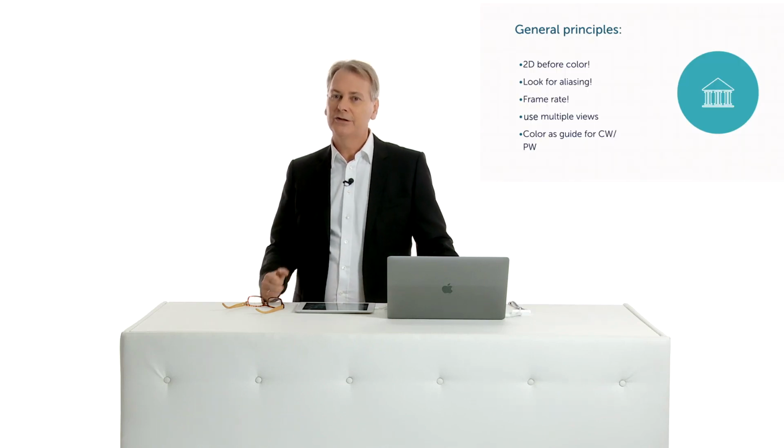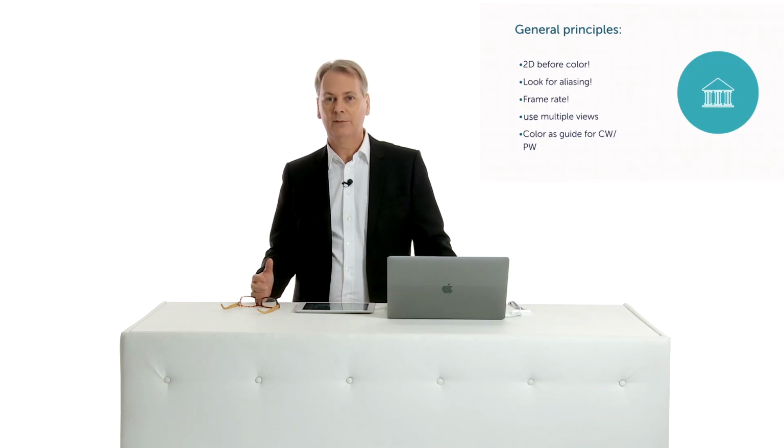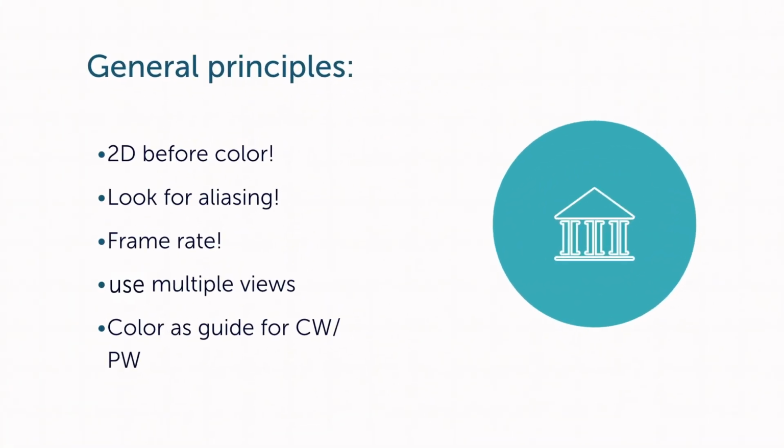Now I want to summarize some of the things and mention general principles when you use spectral Doppler and color Doppler. First of all, always optimize your 2D image before you use any of the two, color or spectral Doppler. Look for aliasing in color Doppler and also in pulse wave Doppler because that will show you where the velocity exceeds the limit. It will show you usually where a pathology or a jet is.